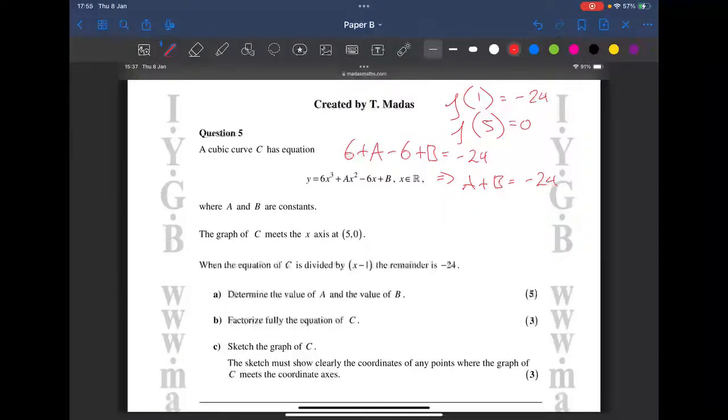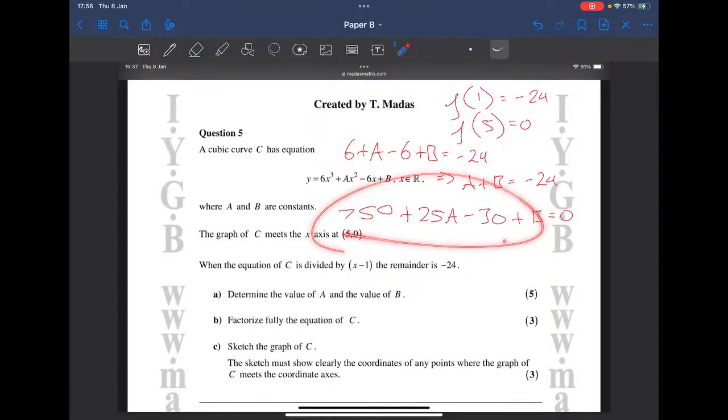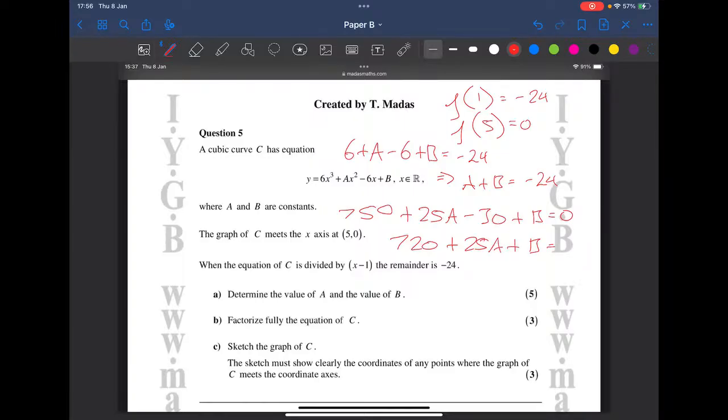And when we plug in the 5, it's not going to be as simple. 5 cubed is 125 times by 6 is going to be a very big number. So 5 cubed times 6, 750. Plus we'll have x squared, lots of a. X squared is 25 and times by a. Take away 5 times 6 is 30, and then plus b should equal 0. Again, we can cancel some of these numbers off. 750 take away 30 is 720, plus still the 25a plus b is equal to 0.